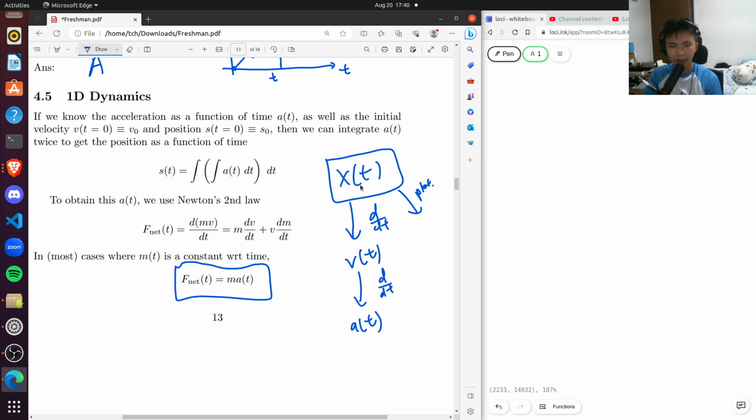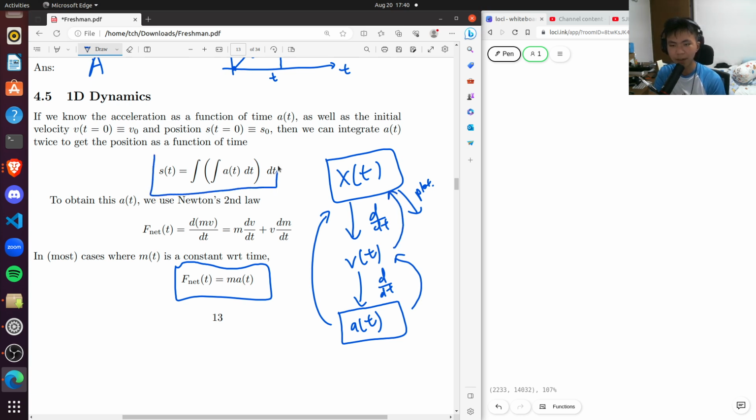The answer is that unfortunately, the equations of motion do not give us x of t directly. Instead, nature has it that Newtonian mechanics will give us the acceleration as a function of time. In order to find the position as a function of time, we need to integrate the acceleration twice. The integral is the antiderivative. So if you know the acceleration, you can integrate once to get the velocity, and integrate another time to get the position. That's why the second integral.